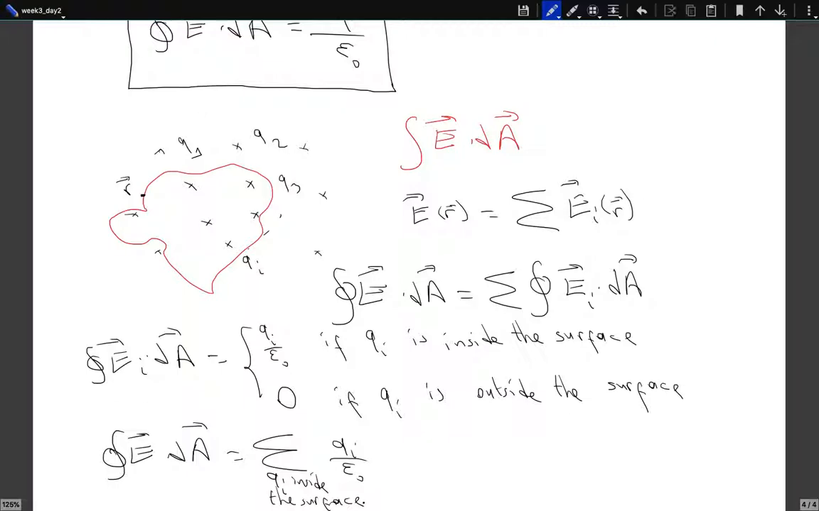Here I have a summation over all the electric fields created by all the charges, whether they are inside or outside. But when I take this integral, only the charges inside contribute. The charges outside do not contribute to my integral. And I would like to repeat here that although the charges outside the surface do not contribute to this integral, they do contribute to the total electric field. So if there are charges outside, it will change the electric field, but it will not contribute to this integral.